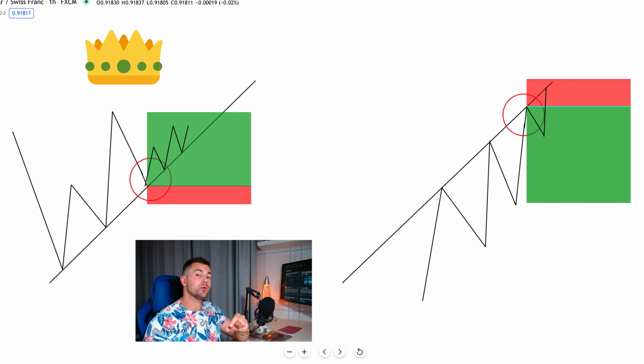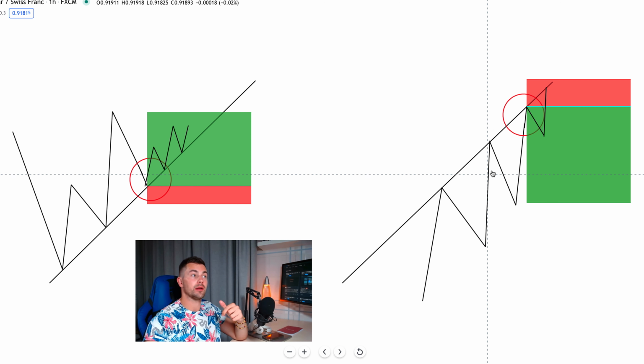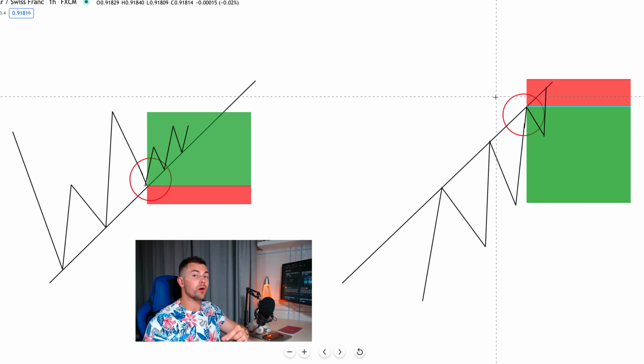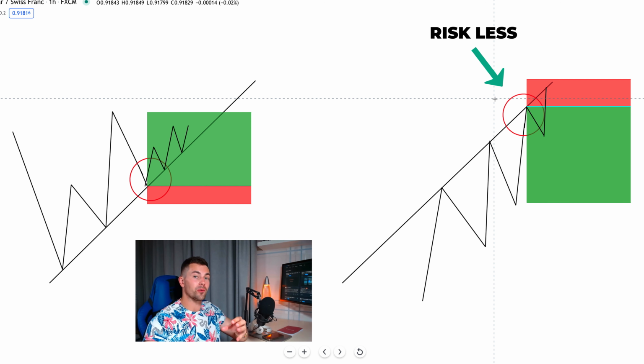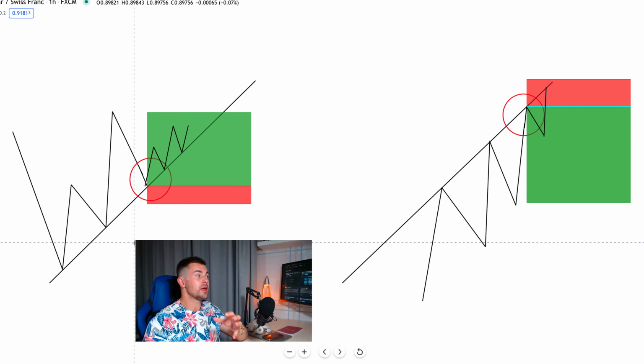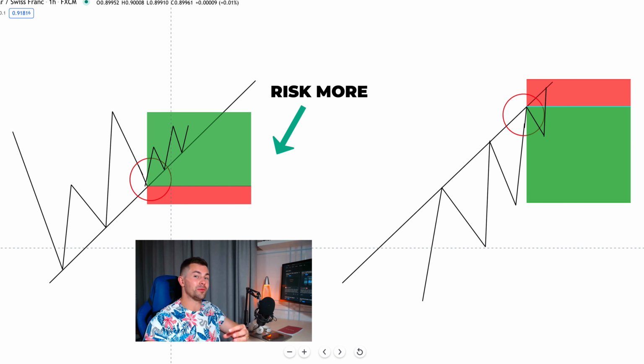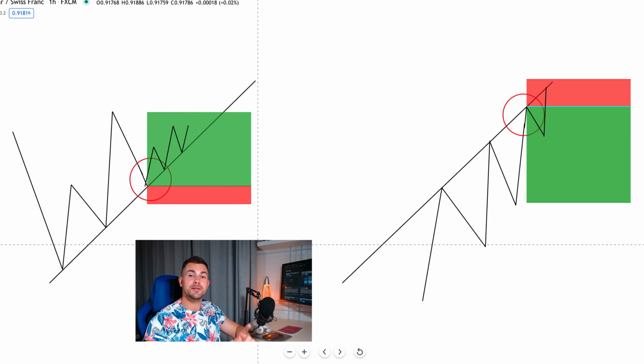So each and every time when you see a situation like that, you will know that in the example on the right, you should definitely risk less because the time horizon there plays against you. But in the example on the left, you can risk more because the time horizon here is trading in your favor. So now let's take some examples and let me show you how it looks in practice.